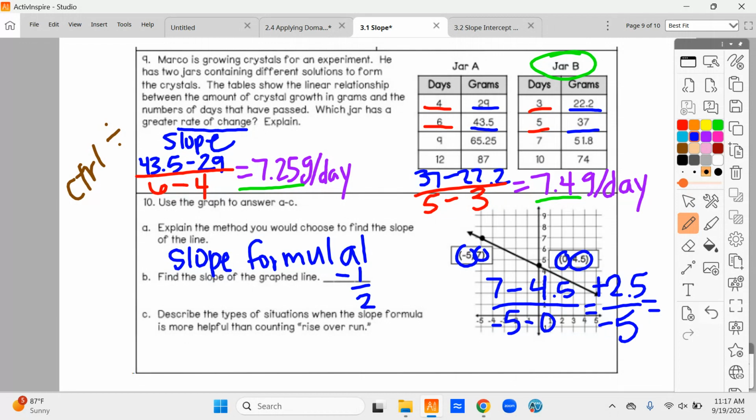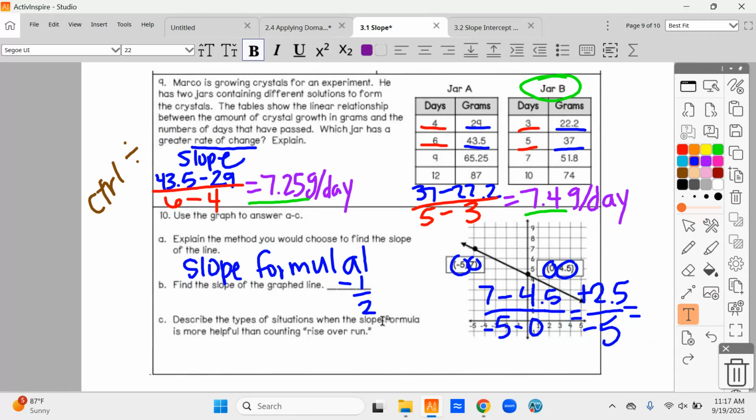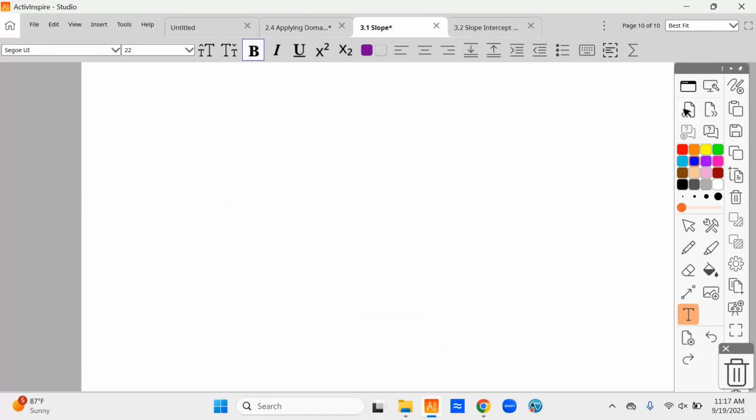The slope formula would be more helpful than rise over run because there is a decimal. So counting rise over run would make less sense. All right, if you have any questions, please ask your teacher. That is the end of our 3.1 notes.